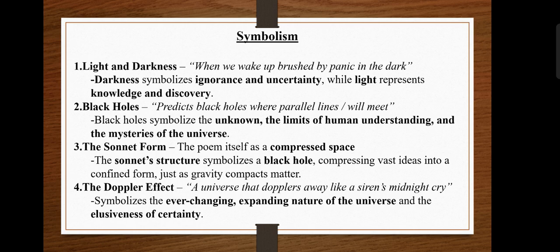Then comes the sonnet form. Actually the poem itself is in a compressed space, so the sonnet structure symbolizes a black hole. Then comes the Doppler effect: a universe that Dopplers away like a siren's midnight cry. So this represents change, movement and the fleeting nature of certainty.